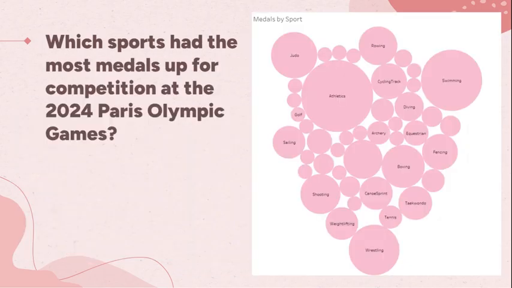Which sports had the most medals up for competition? This bubble chart shows which sports had the most medal events. Athletics and swimming were the biggest by far, which makes sense. They have the most individual and team events. It's important to keep this in mind when comparing total medal counts across countries.